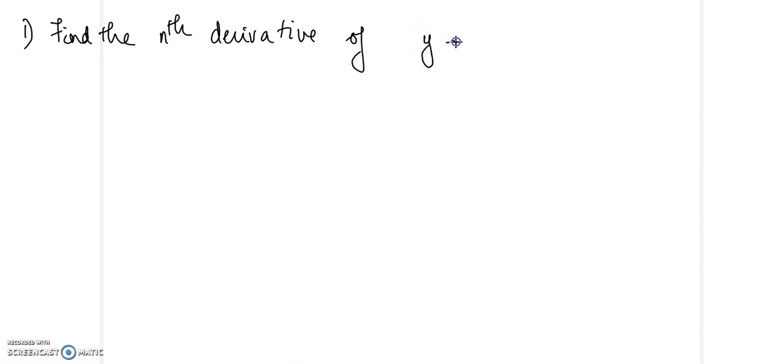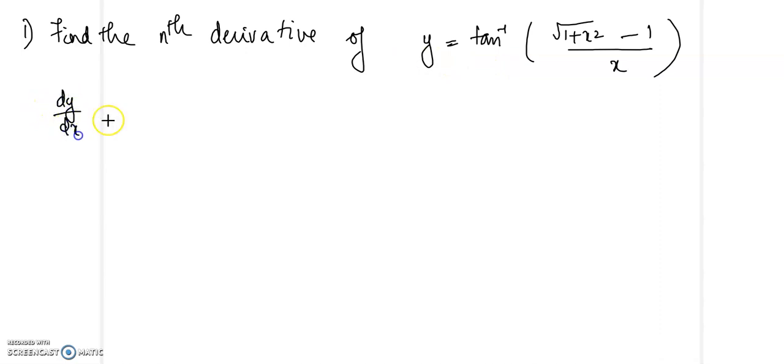Good morning all. So let us look at a few more problems on finding the nth derivative. So the first question is find the nth derivative of y equal to tan inverse of (root of 1 plus x square minus 1) by x. So here we will take dy by dx first.